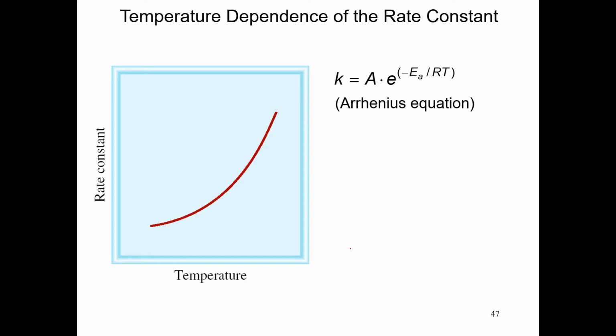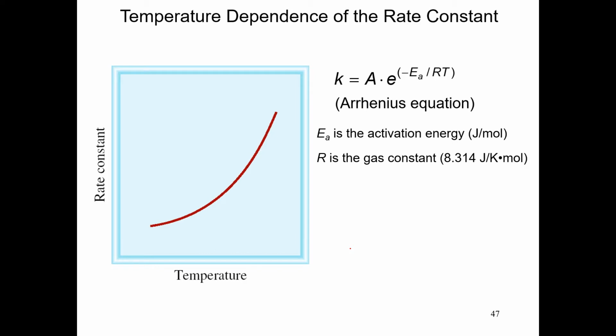Okay, remember k is the rate constant. Let's see what these other things are. E sub A is the activation energy. R is the gas constant. And T is the temperature in Kelvin. Notice that we are using the thermodynamic version of the gas constant, 8.314 joules per Kelvin per mole.